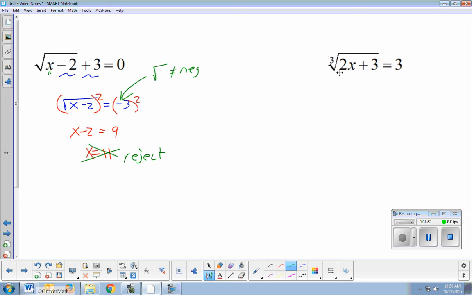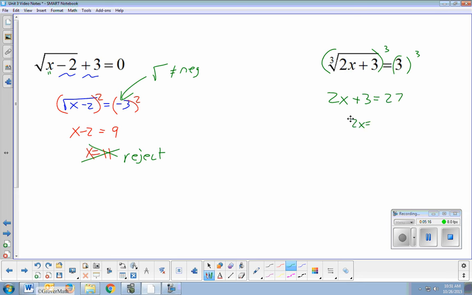So it's still a radical. I still need to get the radical alone, which we have over here, but I'm not going to square both sides to undo a cubed root. I'm going to cube both sides to undo a cubed root. And so when I do the cubed root cubed, that undoes itself, and I'm left with the expression inside, 2x plus 3. And 3 cubed, well, 3 times 3 times 3 is 27.